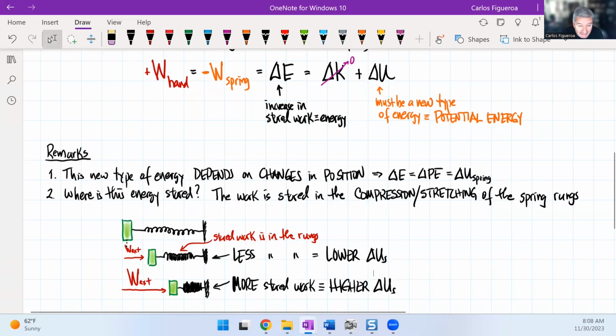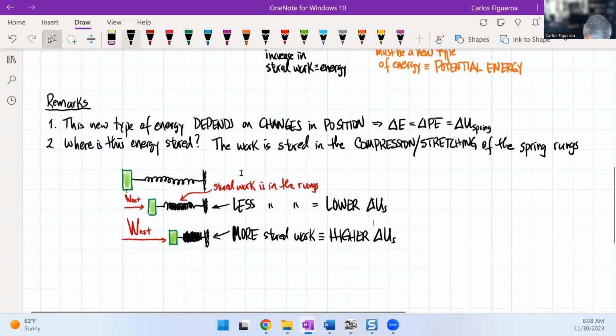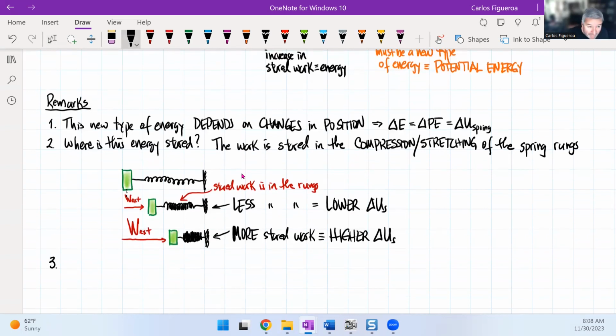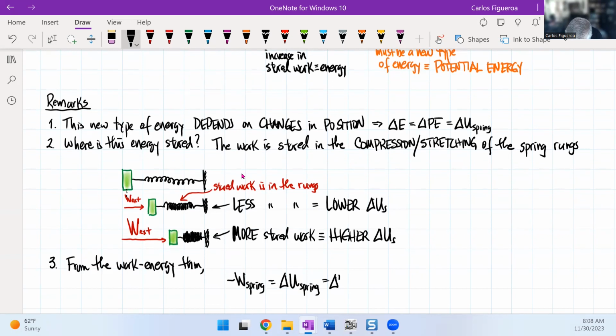And then just one last thing here is that from the work energy theorem, if we only focus on the spring, then the negative work of the spring shows that we have a change in spring potential, which I typically write U_S. So this is what the work energy theorem tells us about the spring.